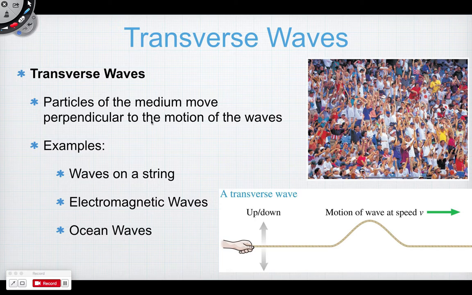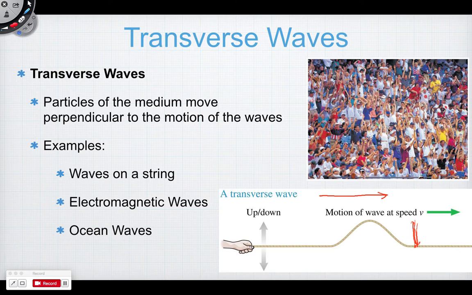Particles of the medium move perpendicular to the motion of the wave. So, for example, here, the wave can move to the right. But if I were to track this little bit of rope as the wave comes down the rope, I would not see that little particle of rope shooting off this way. What would it do? It would actually rise when the wave comes in, and then it would fall when it comes back down, okay? It would rise up and fall down.